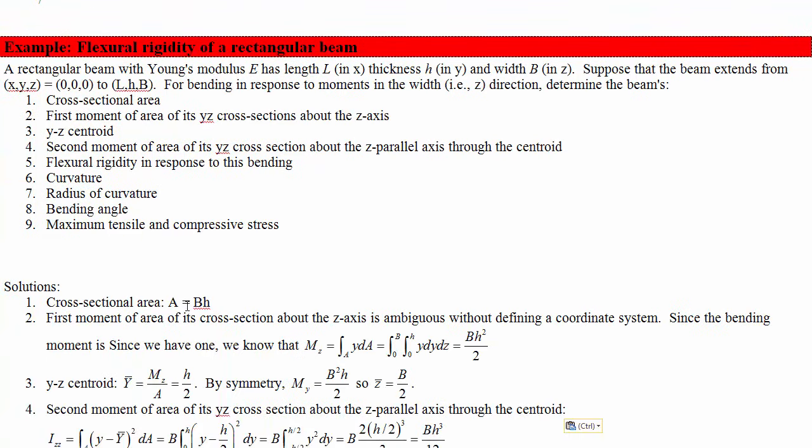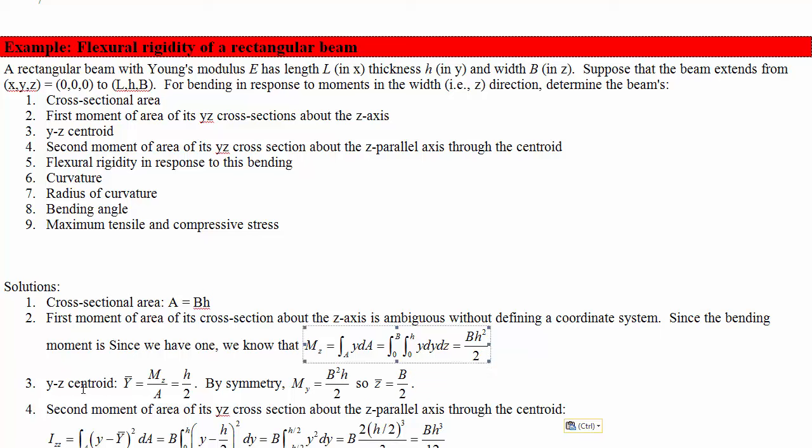Okay, cross-sectional area, you just multiply the width and the thickness. First moment of area of its cross-section about Z, considering the coordinate system, the Z axis is at y equals 0. We're going to need that, so we integrate y dA from the y bounds, which would be 0 to h, and we get b h squared over 2.